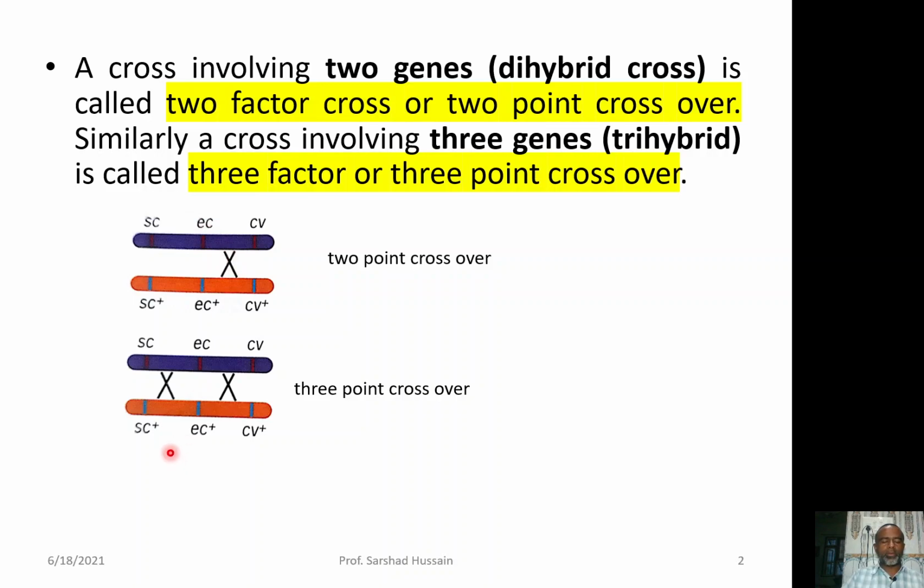Then you may have the cross which involves the crossing over of the three pairs of genes, like one crossover over there which is involving SC and EC, and the other may be between EC and CV. So, this is the 3-point crossover or the three factor crossover. So, involving two pair of gene is the two factor crossover, and involving three pairs of gene is the 3-point or three factor crossover. This is also called the trihybrid crossover because the three pairs of genes are taken into consideration.